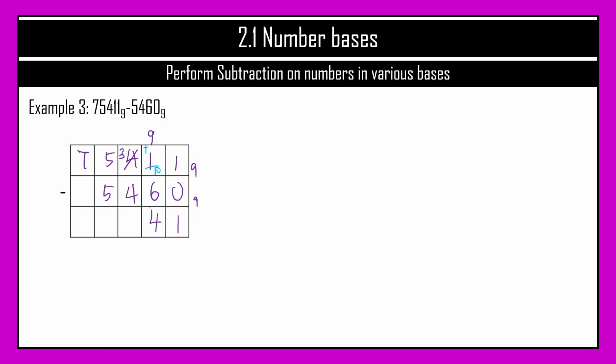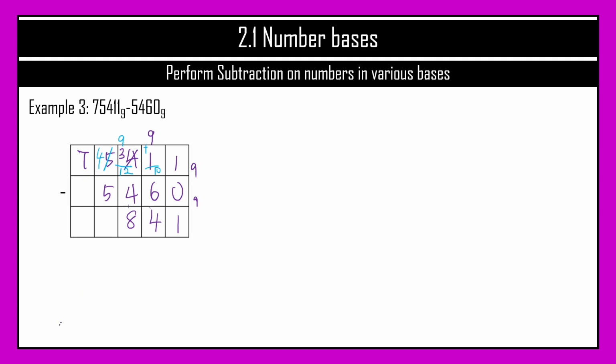Alright, so 3 minus 4, we don't have enough, so we need to borrow from 5, leaving 4. So this is base 9, so I'm going to put 9 here. So 9 plus 3, you're going to get 12. Right, so 12 minus 4, you are going to get 8. Okay, so 8.